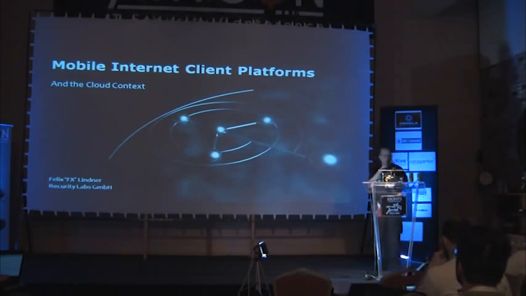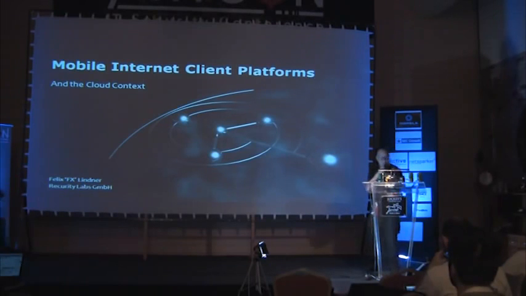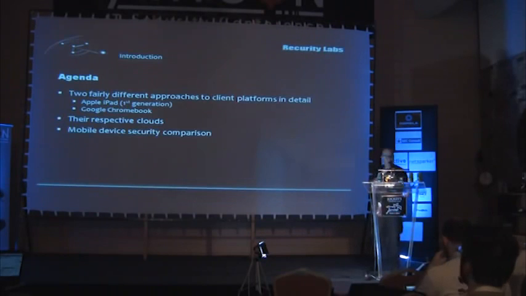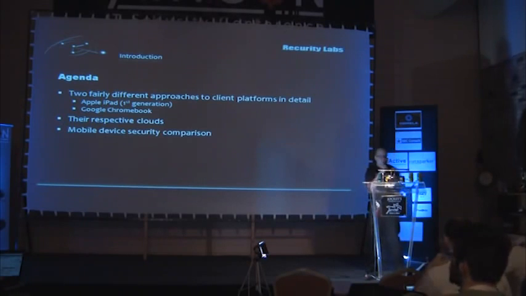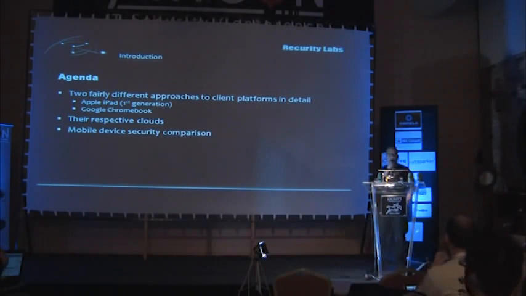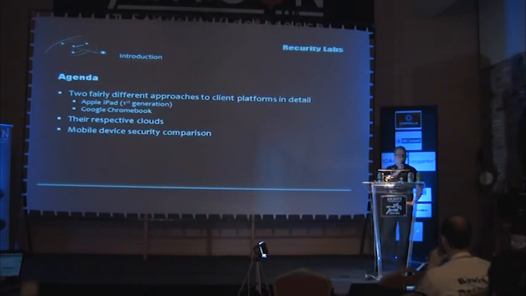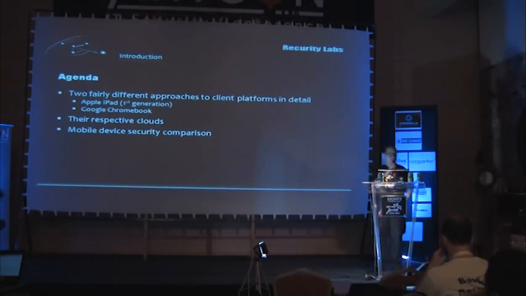Hello, my name is Felix, and I want to talk to you about mobile client platforms in their respective cloud context. We're going to look at two fairly different approaches to client platforms in detail, one being the Apple iPad in the first generation, and the second being the Google Chromebook. Both of those devices are pretty much cloud dependent, so we're going to look at their respective cloud implementations and how they essentially differ. And I want to close with a mobile device security comparison over the four major platforms.